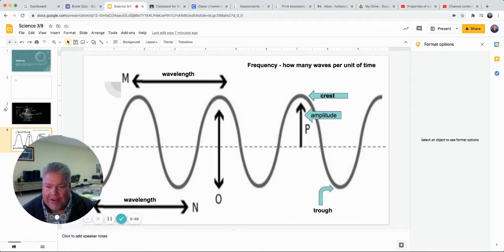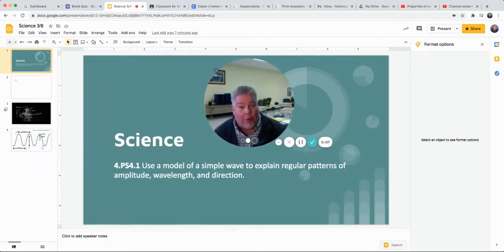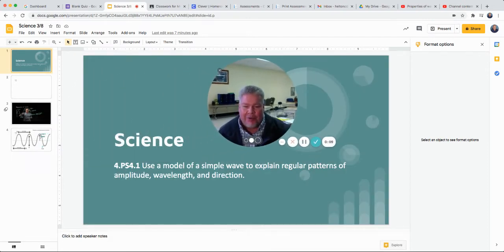Hey guys, we are looking at waves today, so we're going to do that a couple ways. We're looking at the standard today. It's a fancy standard, 4.PS 4.1. Use the model of a simple wave to explain regular patterns of amplitude, wavelength, and direction. What in the world does that mean? It just means be able to describe the parts of a wave, what parts of a wave are.